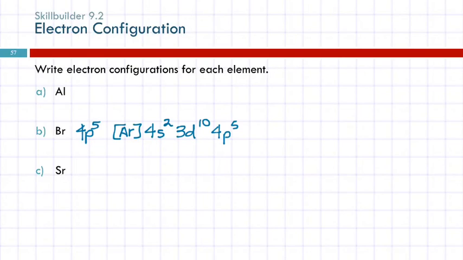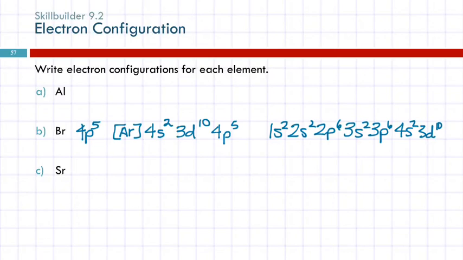If we write the whole thing out, 1s2, 2s2, 2p6, 3s2, 3p6. Then it goes to 4s2, 3d10, 4p5. How come the 4p5 goes before the 3d? Oh, it doesn't. This was my prediction.